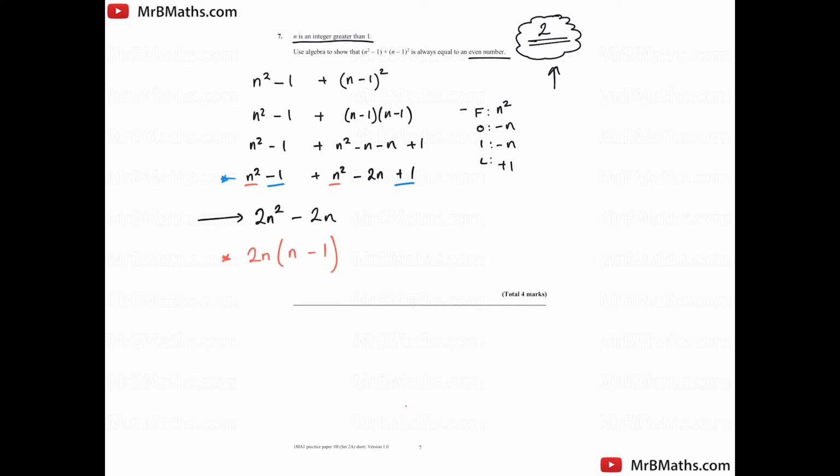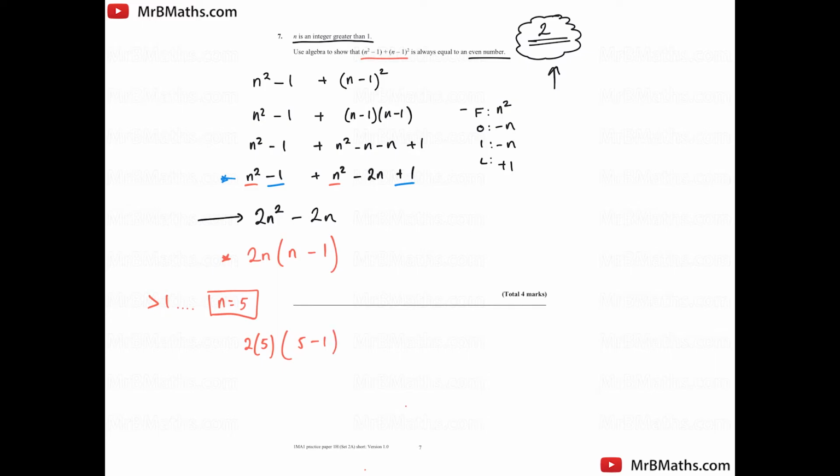So let's see if this actually makes sense. n is an integer greater than 1. So if it's greater than 1, then we could use n equals, let's say, 5. It says here, use algebra to show that this is always equal to an even number. So let's have a look. If we put n as 5, because it just says any number greater than 1, let's try this. So we've got 2, open bracket 5, open bracket 5 minus 1.